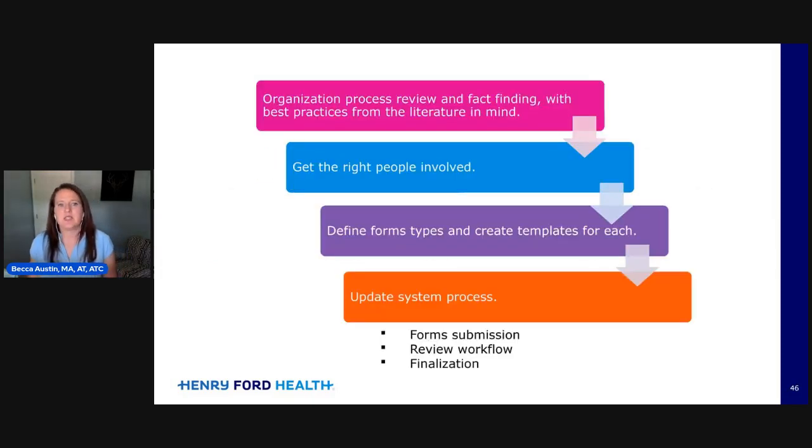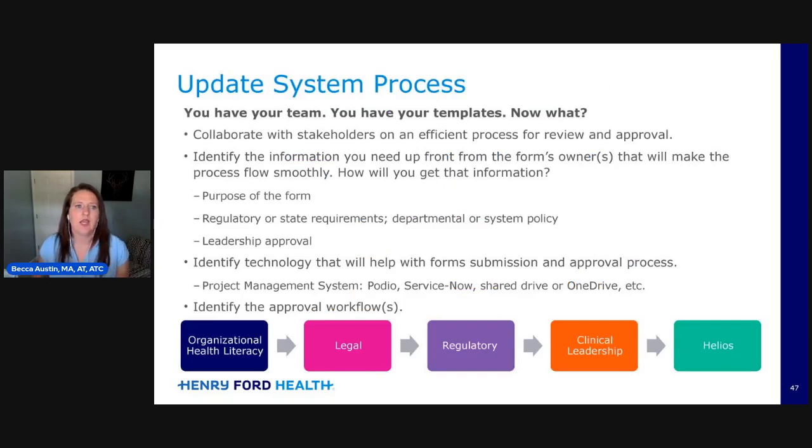So our next step was updating the system process. And so again, this will look different depending on your organization. And so for us, we were talking about, okay, what does it look like when our employee submits a form? What information do we need from them? Who's approving it? Who's reviewing it? Who has say in what is said or not said? And then who ultimately gives us the final sign off? And so basically you have your team, you have your templates, and now what?